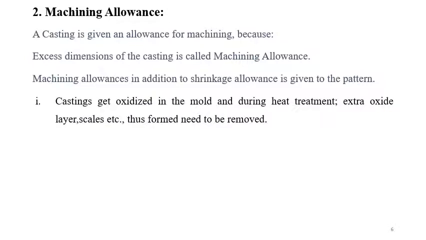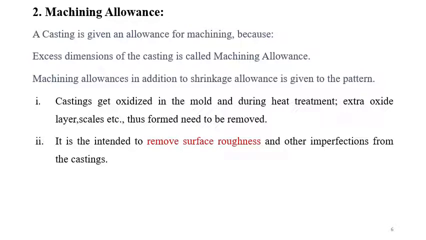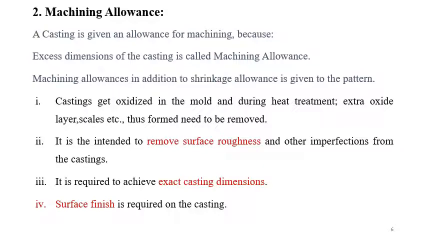Castings get oxidized in the mold and during heat treatment; the extra oxide layers, scales, etc. thus formed need to be removed after solidification. Second, it is intended to remove surface roughness and other imperfections from the cast part. Third, it is required to achieve exact casting dimensions. Surface finish is also required for the casting.